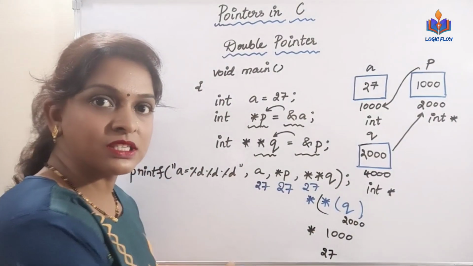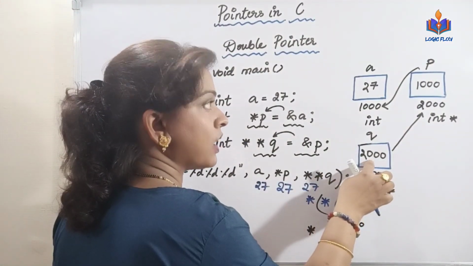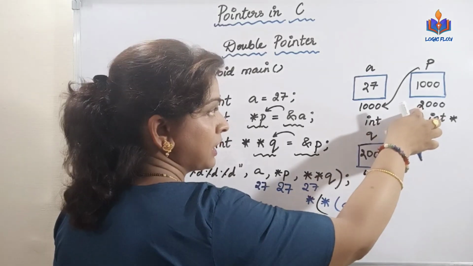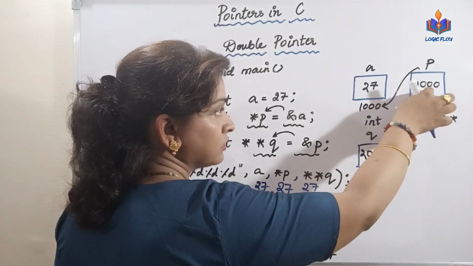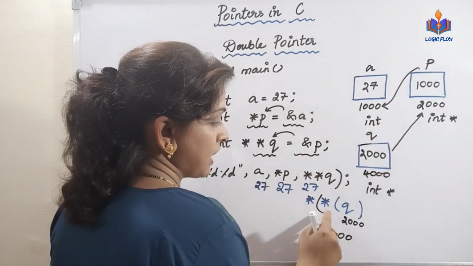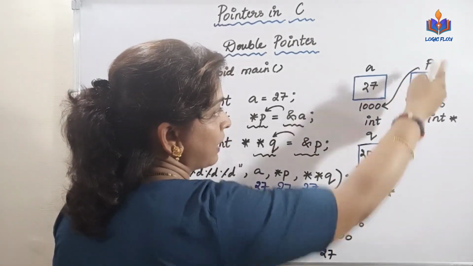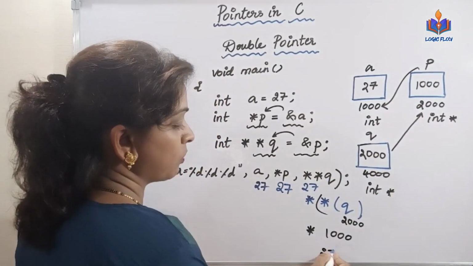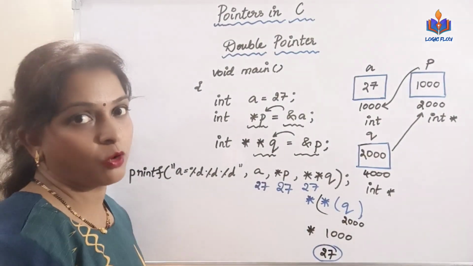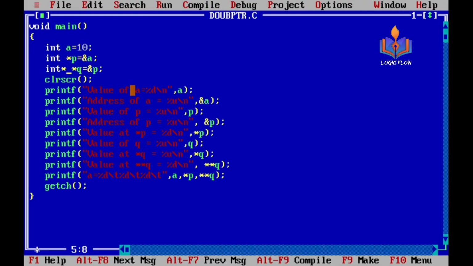Hope you have understood this. Very simple. When I just say q, it is the address of another pointer, so it is 2000. Come to this location. The value at this location is 1000, that is the address of the other variable. So asterisk q means 1000. Again asterisk 1000, the value at the location 1000, is 27. This is what a double pointer is. Hope you have understood this. Let us see it with the execution.